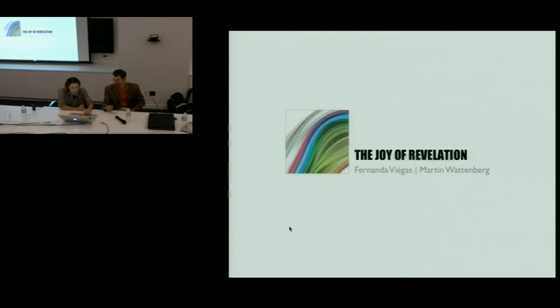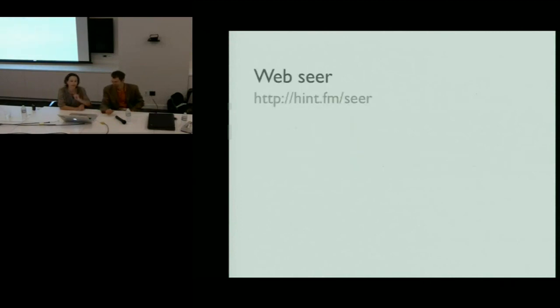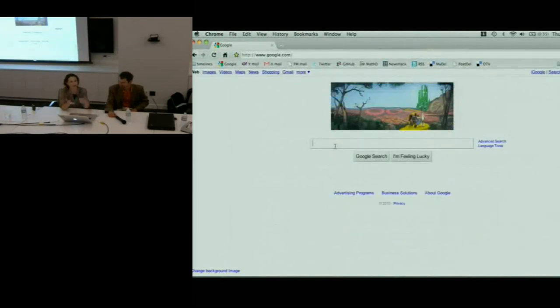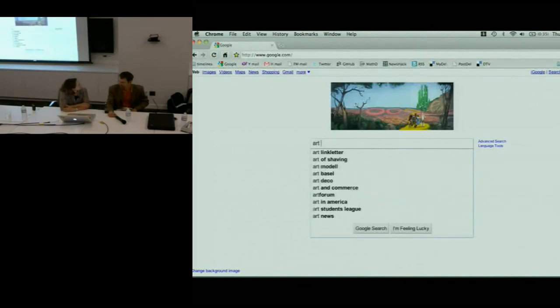So it's a project based on Google Suggest. It's called the Web Seer. If you go to Google these days and you start typing something, let's say art, you can see what Google is doing is suggesting to you a bunch of possible continuations to the term you have just typed. This is called Google Suggest. Basically, these are some of the most popular queries that people have entered into Google based on the word or phrase that you just typed yourself.